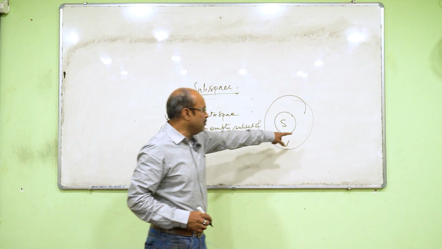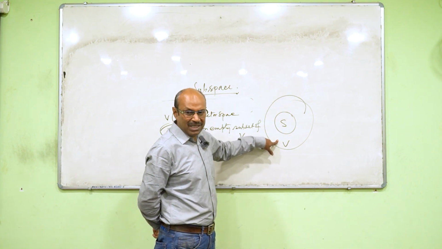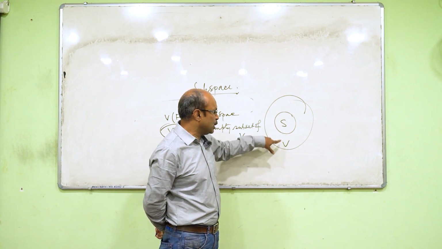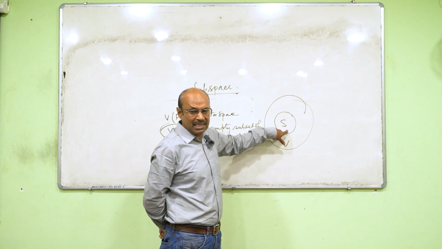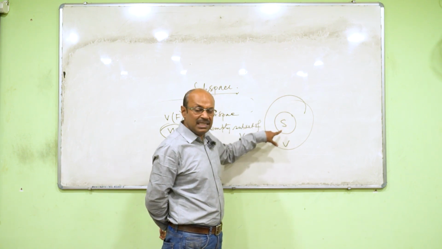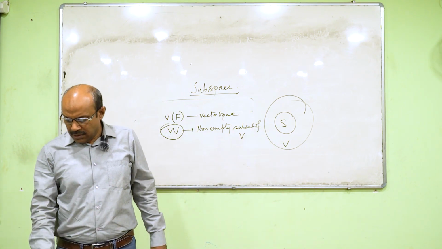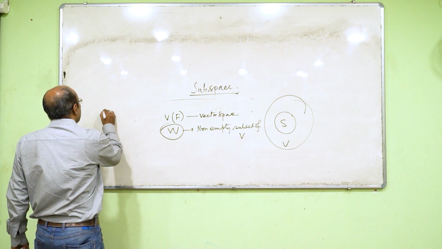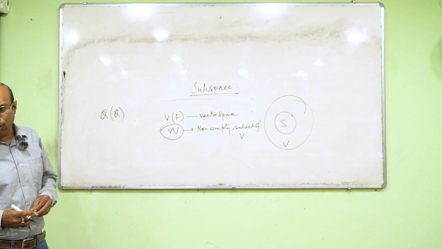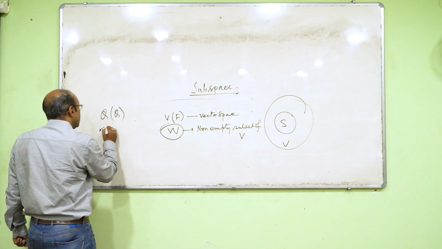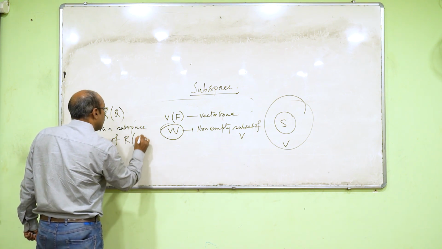Here V is a vector space over the field capital F, and S is a subset of V. If S is itself a vector space, then we can say S is a subspace of V over the field capital F. Suppose Q over Q, or R over Q. Q over Q is a subspace of R over Q.